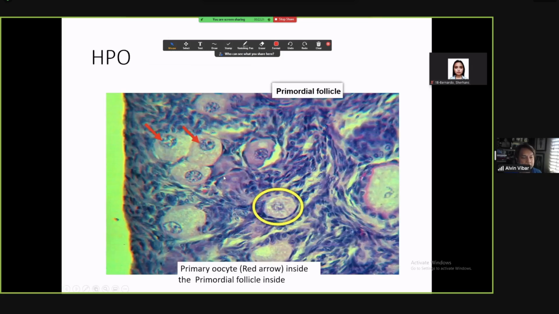High power magnification. The encircled part here, this is the primordial follicle, the whole structure. It's actually a primary oocyte, which is surrounded by a single layer of follicular cells. So simple squamous epithelium. Primordial follicle.